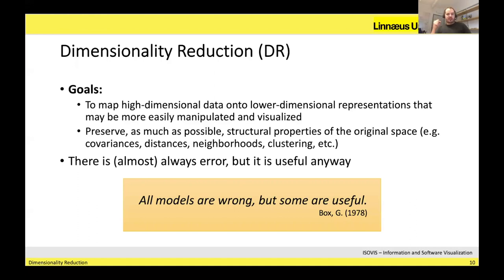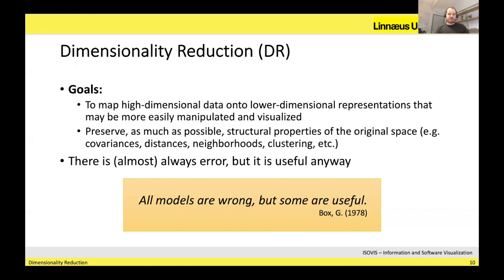And the point here that I want to bring to you is that there's almost always error. It's like, again, it's like a JPEG, okay? The JPEG is never a perfect figure, right? It's never the perfect image. I don't think there is any version of the JPEG where you can have lossless compression. I'm not sure, but I don't think so. But the point is that it is useful anyway.